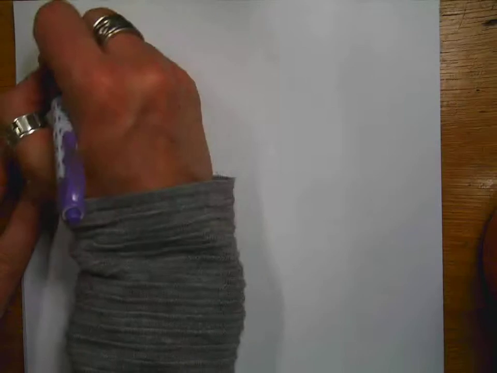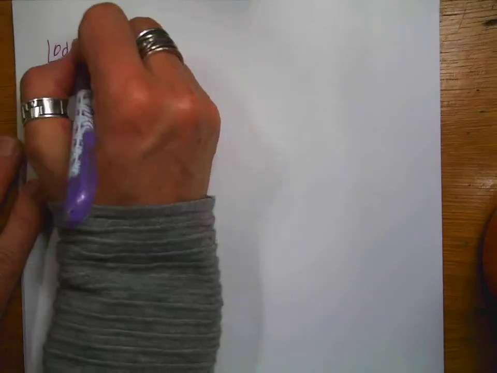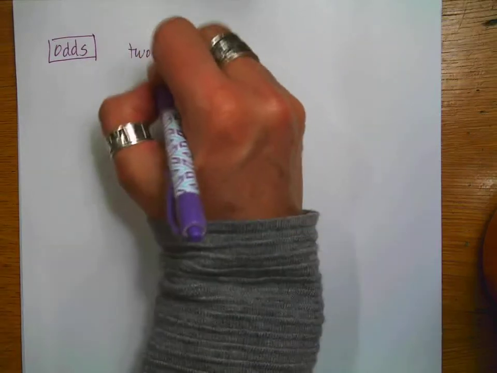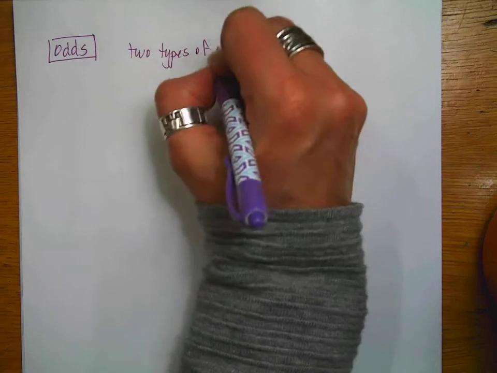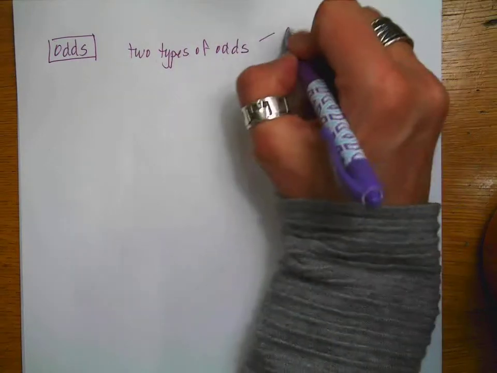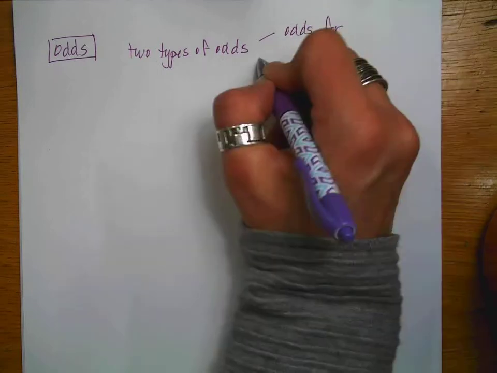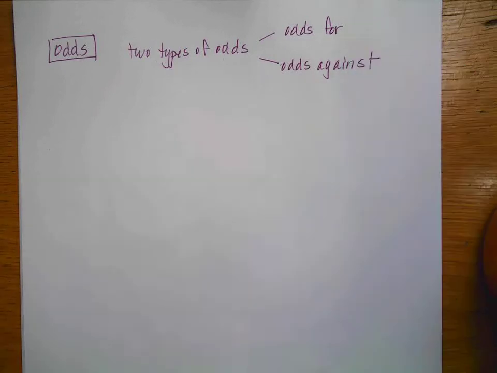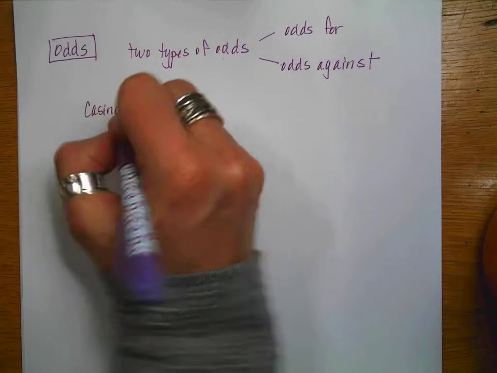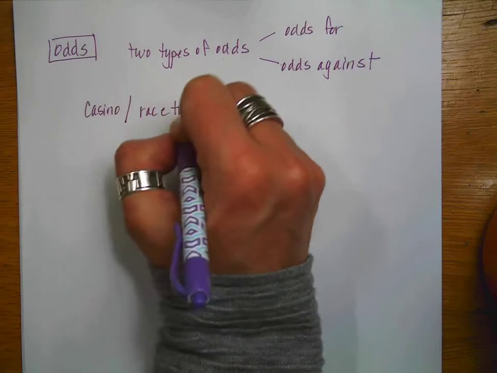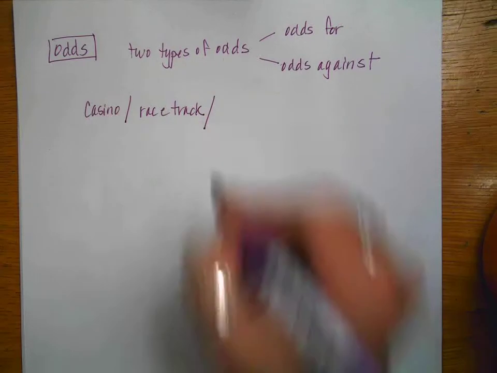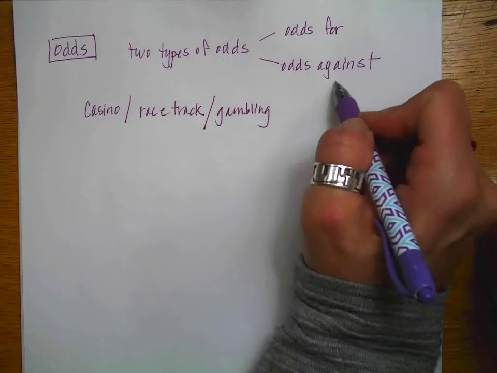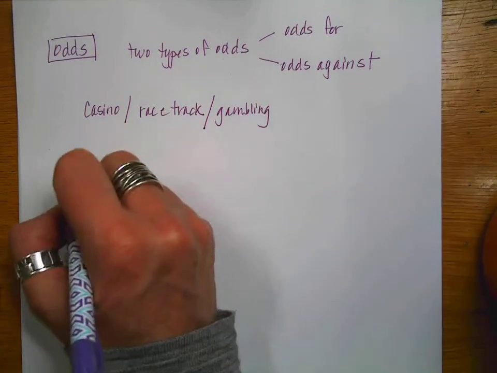The next topic that we want to talk about are odds. And you hear this a lot if you like to gamble. What are the odds? Okay, so there are 2 types of odds. There are odds for, and there are odds against. So typically you might see this if you're at a casino or if you are doing racetrack betting or off-track betting or other types of gambling. So we want to know what are the odds for and what are the odds against.